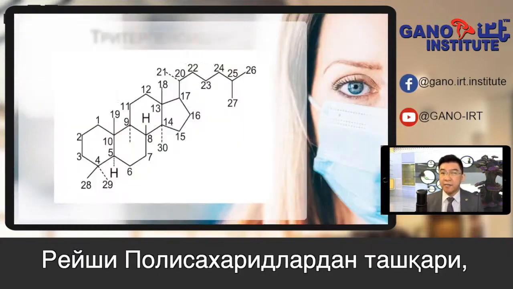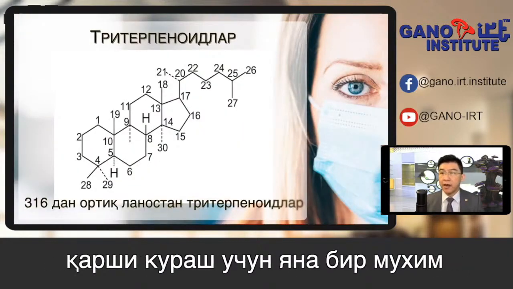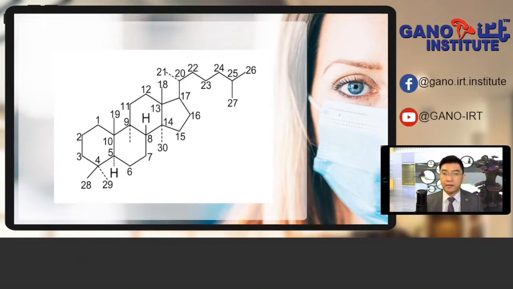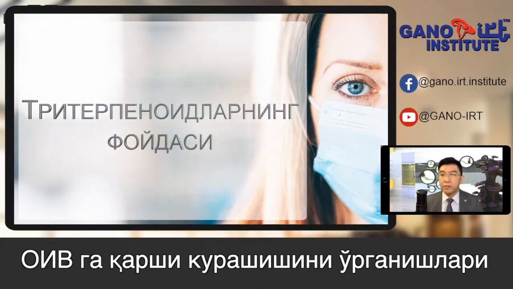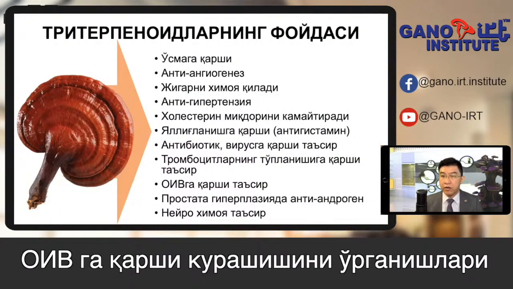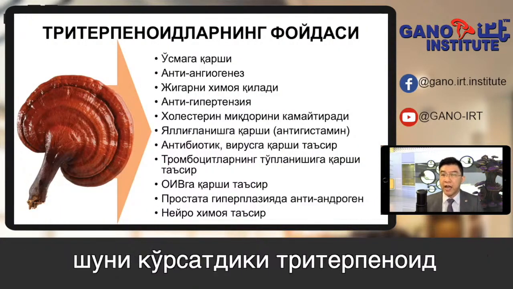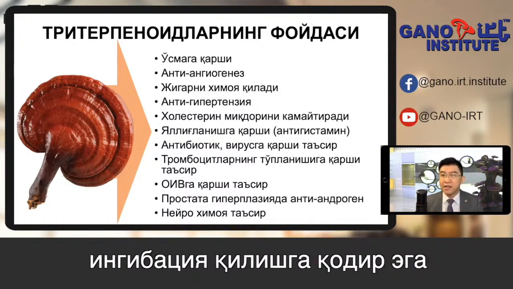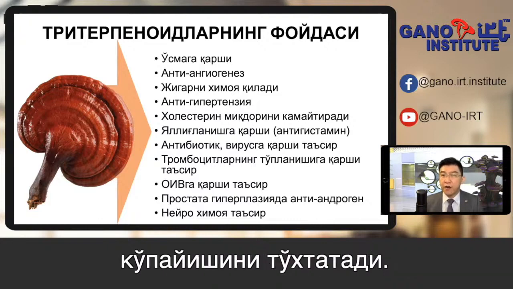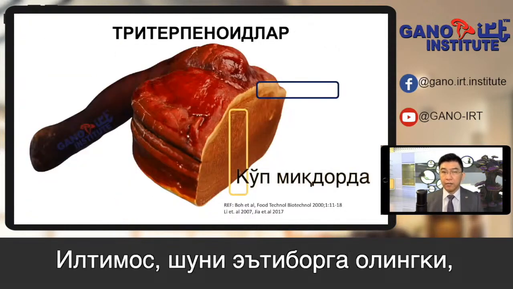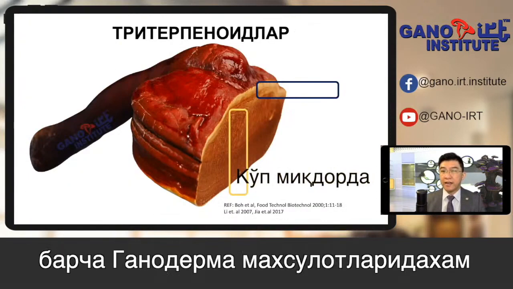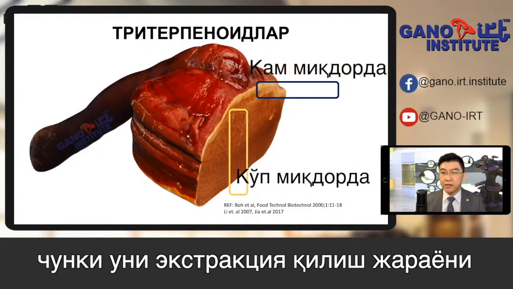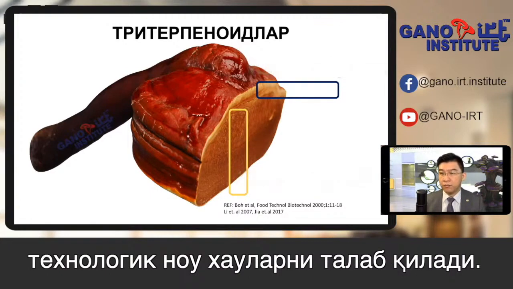Triterpenoids are another important component of Ganoderma in fighting viral infection besides reishi polysaccharides. A study on Ganoderma triterpenoids for anti-HIV showed that triterpenoids are able to inhibit protease substance in the virus, thus inhibiting the replication of the virus. Please take note that triterpenoids are not necessarily available in Ganoderma products, as the extraction process requires technological know-how.